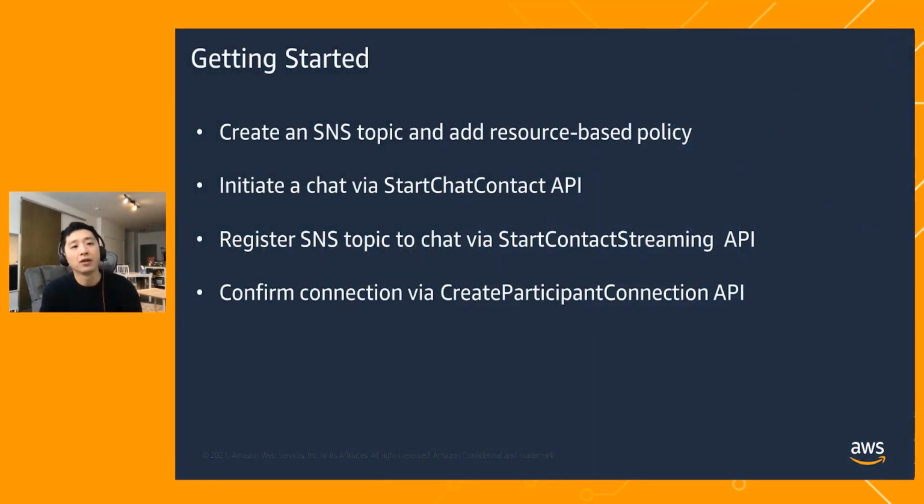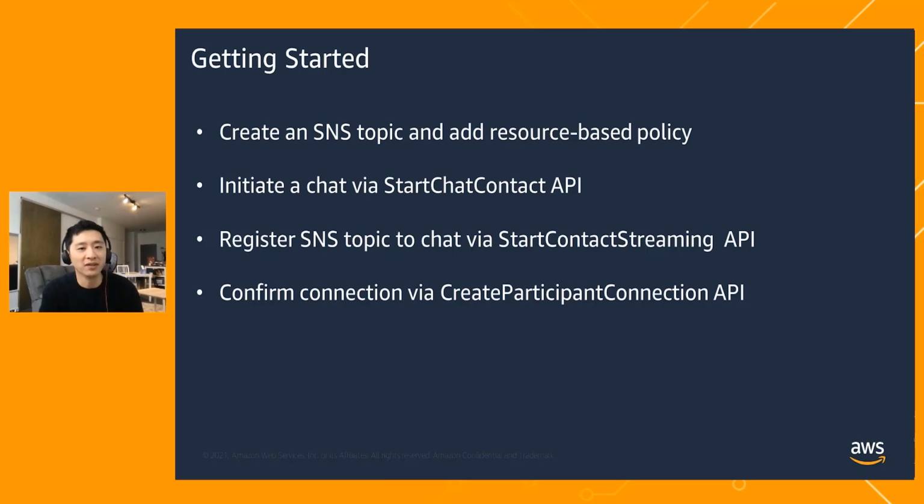To get started, create an SNS topic and add a resource-based policy to the topic to enable Amazon Connect to publish messages to this topic. Then initiate the chat using the Start Chat Contact API. Then use the Start Contact Streaming API to register the SNS topic to the chat so the Connect service knows which topic to publish messages to. Finally, use the Create Participant Connection API to confirm the connection.